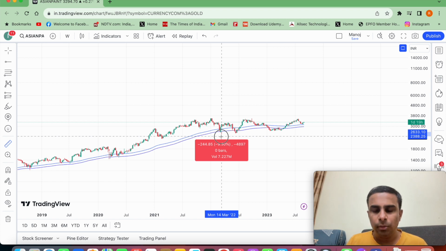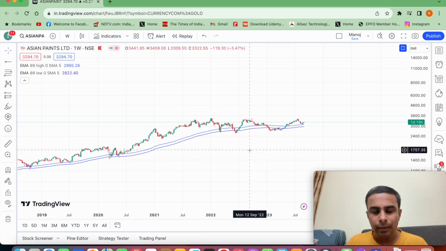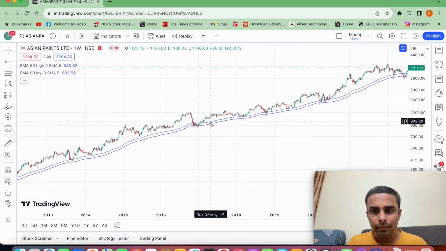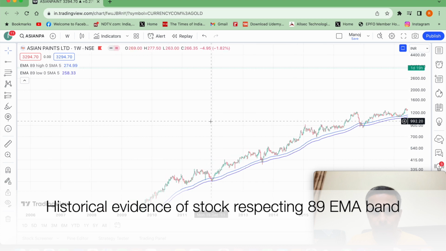The risk to reward ratio is very high over here, and you need to continue riding this trend. If you have a very short term view of, let's say, 6 months or a year or two, then you can book the profit based on the price action that I covered in my previous videos. But to take an entry into the stock, you can use this 89 EMA strategy, and you can look at this strategy historically. It has always respected this particular 89 EMA band.